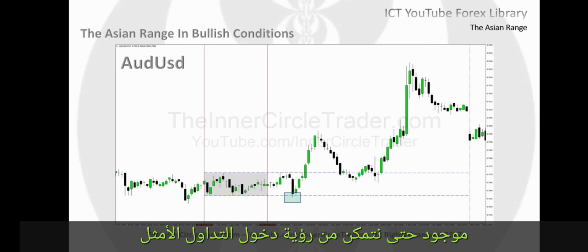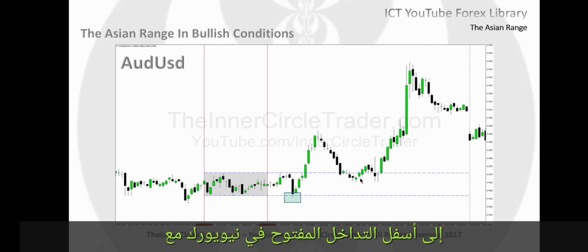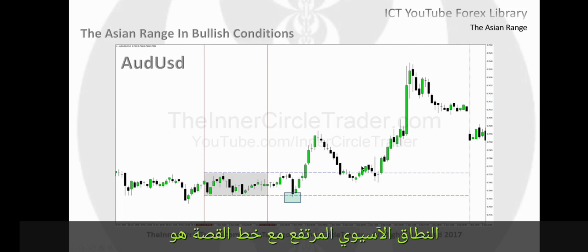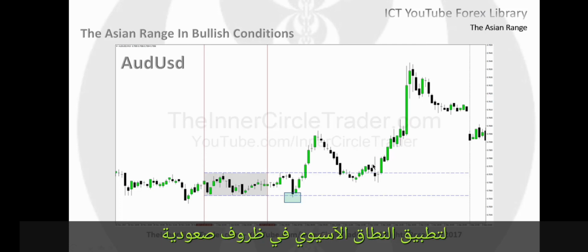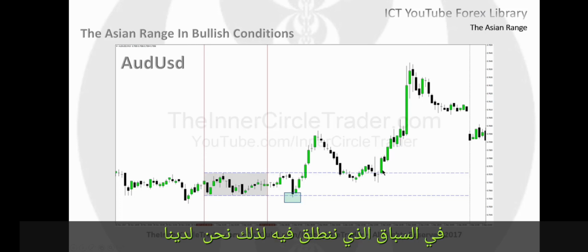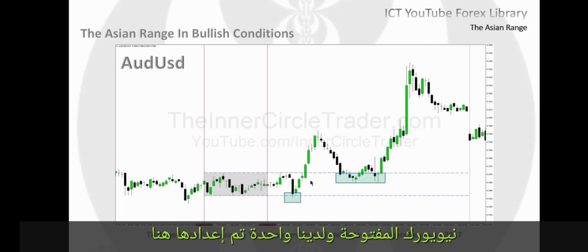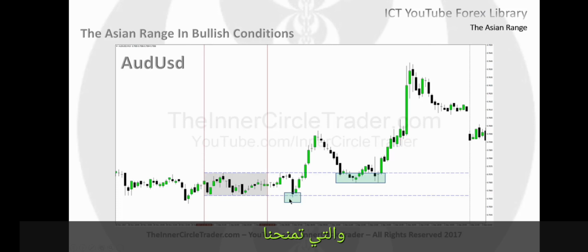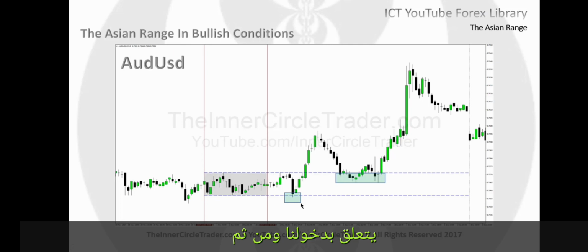So we can see the optimal trade entry from this low to this high, retrace back down, New York Open overlap with the Asian range high, with the storyline that we're bullish on the higher time frame. Beautiful illustration of an Asian range application in bullish conditions, and then off to the races we go. So we have two opportunities in the New York Open, and we have one setup here that gives us a really low entry point with very little risk in terms of our entry and then the subsequent move higher.